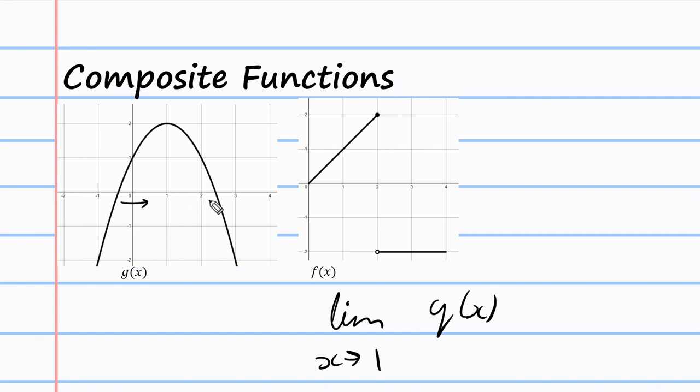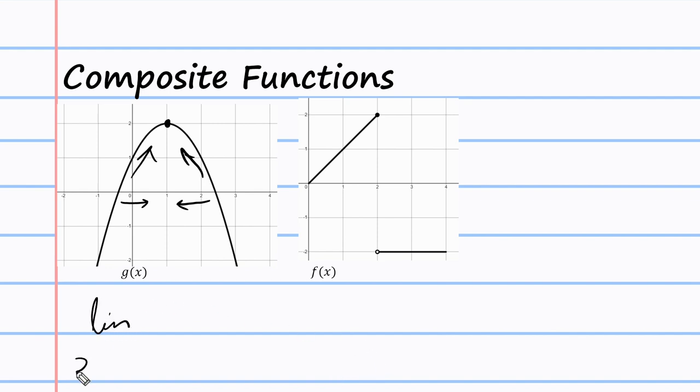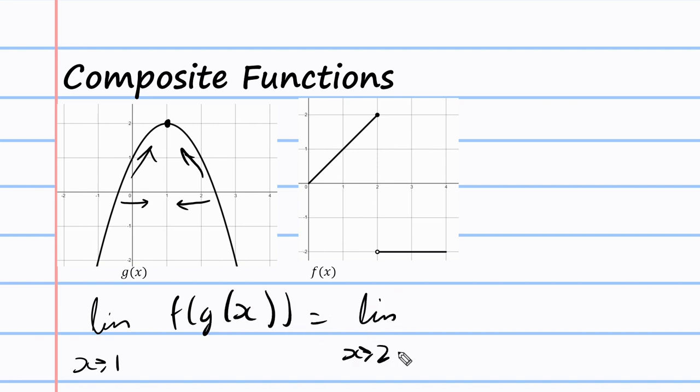So, let's see what happens when we get x closer and closer to 1 from both sides, okay? You see that g of x goes up to y equals 2, right? So the limit as x approaches 1 of g of x is 2, okay? Simple enough. Now, if you thought that the next step to evaluate the limit as x approaches 1 of f of g of x is that now we just have to evaluate the limit as x approaches 2 of f of x, you'd be wrong, okay?